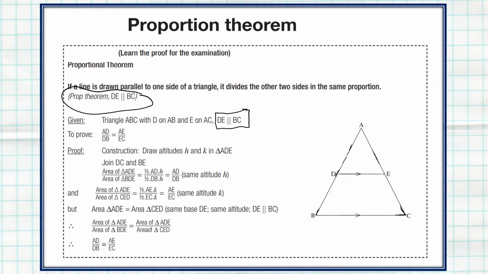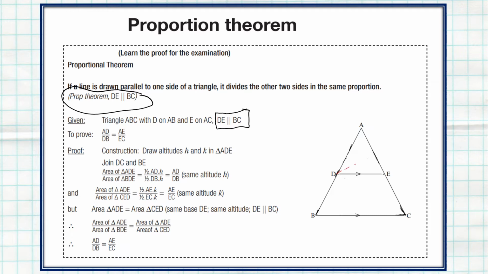Okay, let's take a look at the proof now. How do you prove this? Before every proof, you have to construct, right? You start with the construction, and the construction for this proof is just for you to construct two altitudes in triangle ADE. So you just need to construct two altitudes, H.